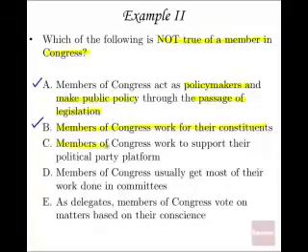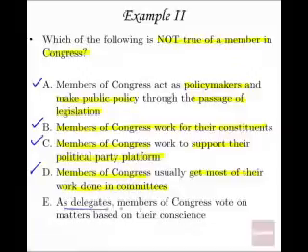Members of Congress work to support their political party platform. If you are a good Republican or a good Democrat, then you absolutely are going to support your party's platform. Members of Congress usually get most of their work done in committees or subcommittees. That's absolutely true. So the answer, even without looking at E, we'll go ahead and read it.